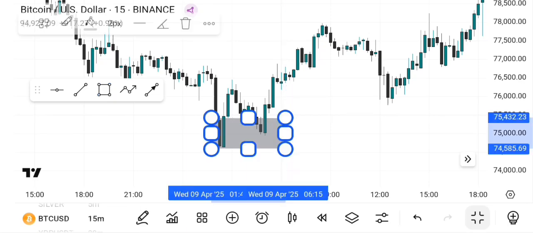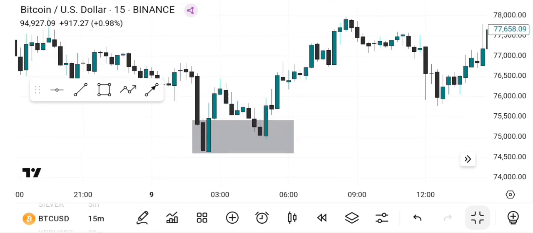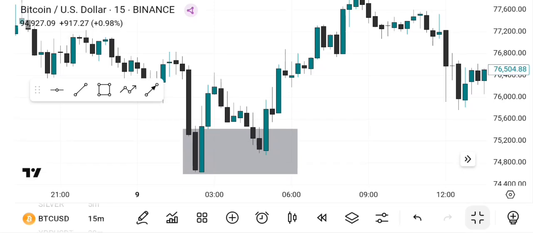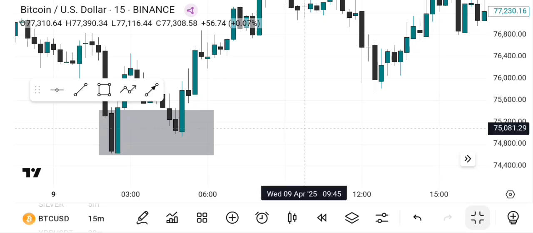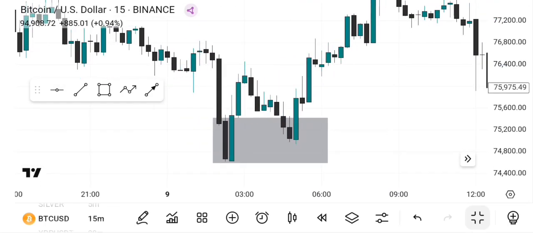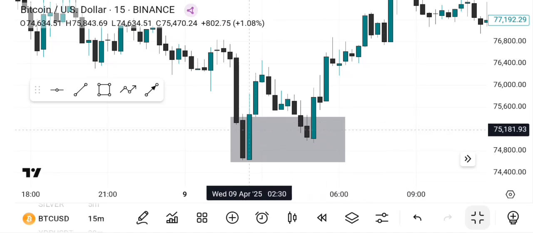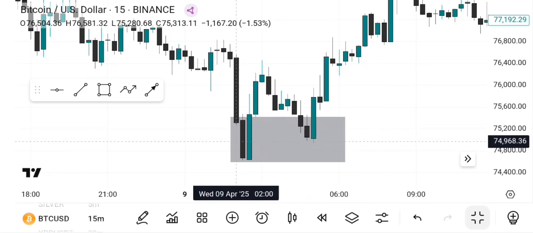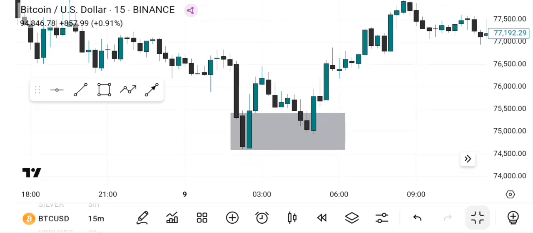Now, right here, we have what we call a bullish engulfing candle. Now, if you look at this shadow zone here, you can see this green candle that has engulfed the black candle. So that's why it's called the bullish engulfing. And the price reacts very well because this is a buy zone.